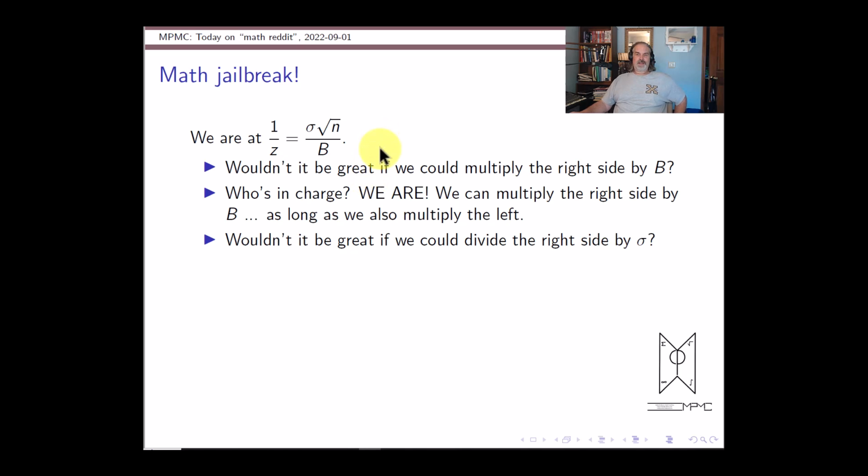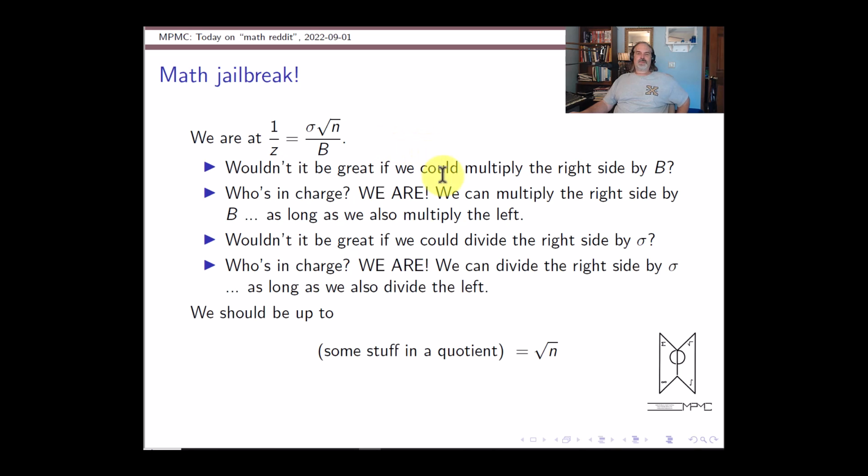And similarly, it would be great if we could divide both sides by sigma or multiply by 1 over sigma, right? Same thing. It's okay. We can do that as long as we do it to both sides. So if we take this expression as it stands, multiply both sides by b, and multiply both sides by 1 over sigma, we will have almost completely jailbroken n. We'll be left with the square root of n on one side and just a whole bunch of stuff on the other side.